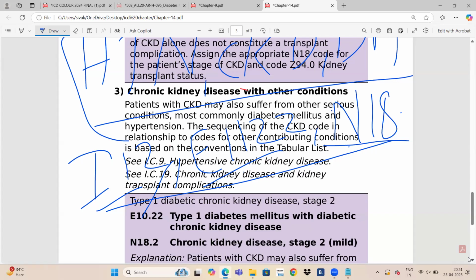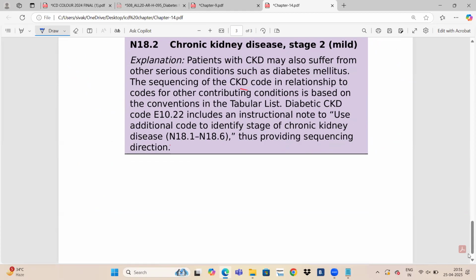I shared the list, right? We discussed the DM complication list: what we need to assume and what we need to check for linking directly. If they link that condition, then you code the complication. Some conditions need no link and we can assume them. AKI we should not assume directly.